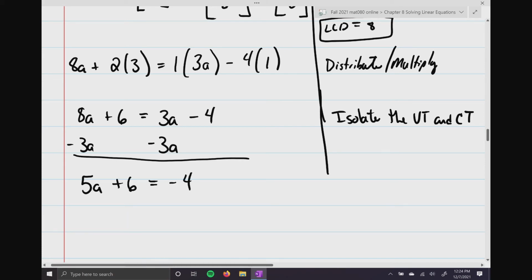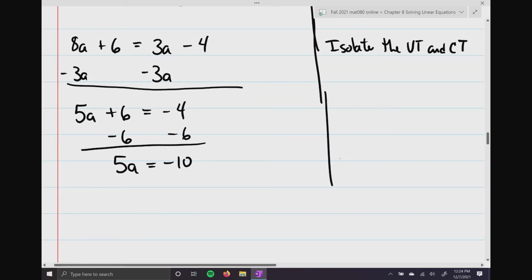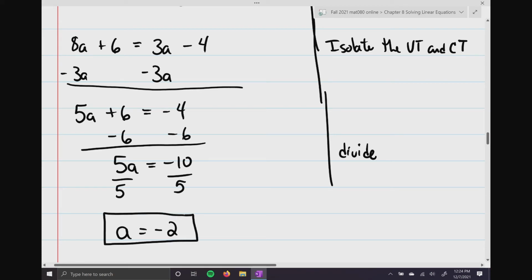Now I am forced. I got to move the 6. So since it's positive 6 on the left, I will subtract 6 from both sides. That gives me 5a equals negative 4 minus 6 is negative 10. And then I divide both sides by the number in front of the variable to give me a equals negative 2. All right?